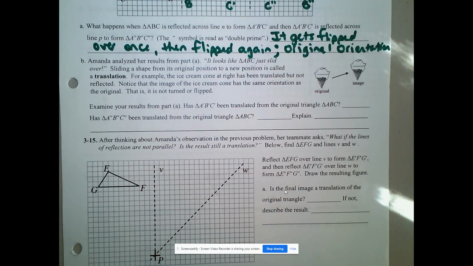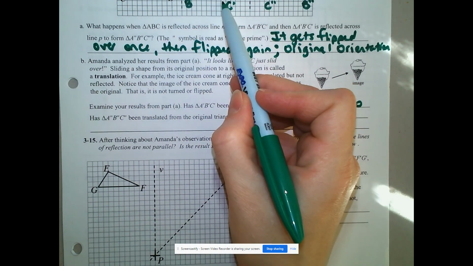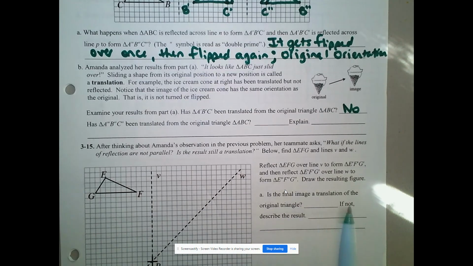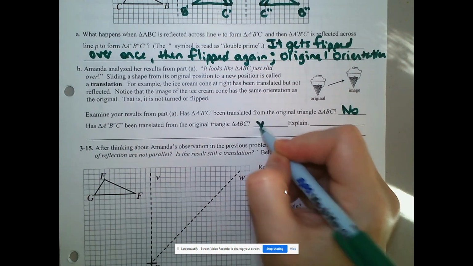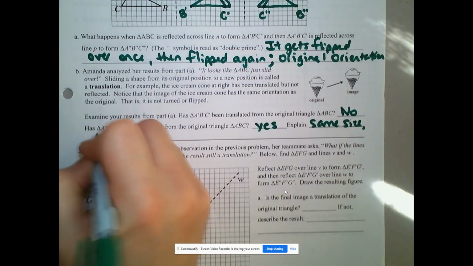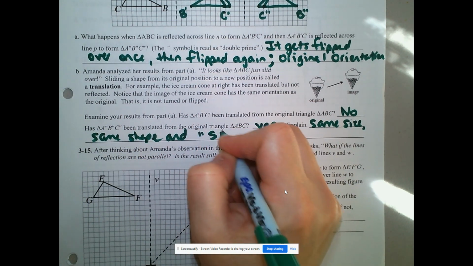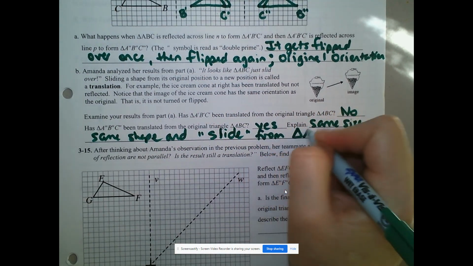Examine your results from part A. Has it been translated when you go from A prime to A double prime? And we would say that one is a no, right? From the second shape to the third shape is not a translation. That one has definitely been flipped or reflected. But if you looked at the double prime, has it been translated from the original? We said yes, because it's the same size, same shape. And it was just a slide, or translation in this case, from triangle ABC.